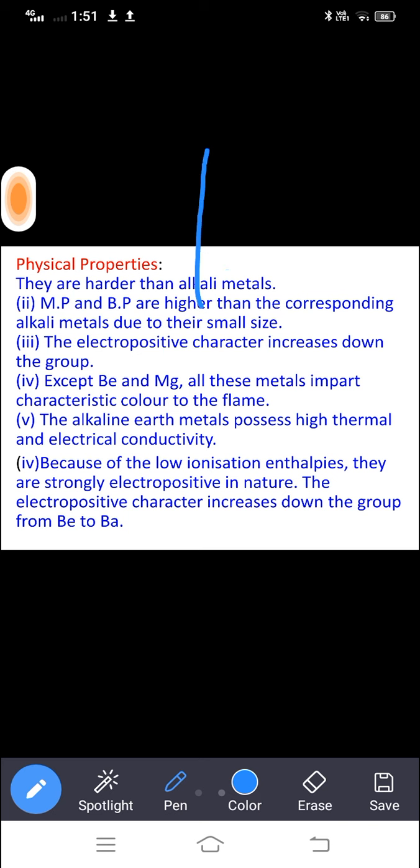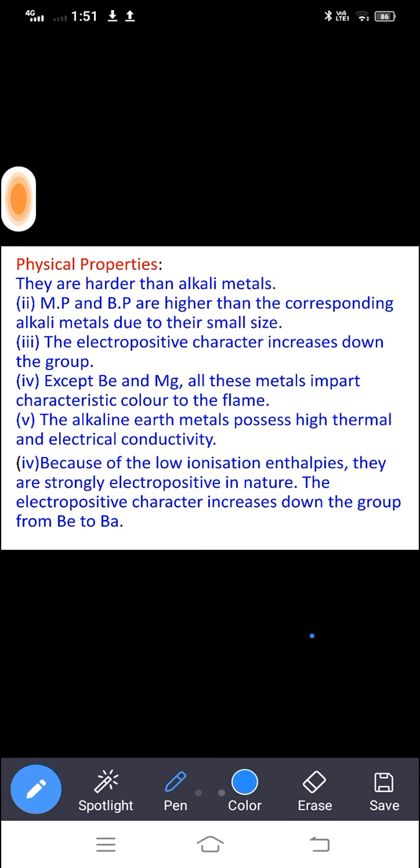And when you move down the group, the tendency to lose the electron is more. So the electropositive character also increases down the group. As the size increases, the electron will be lost very easily due to the lower nuclear force of attraction.